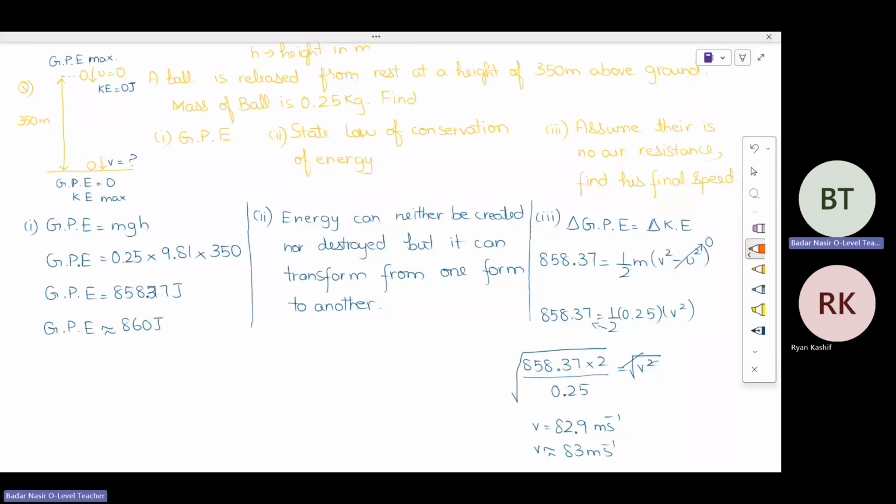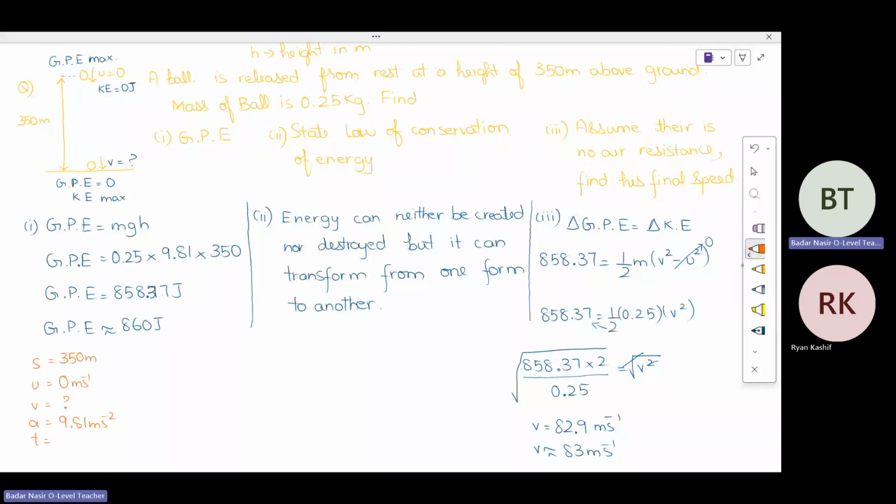Acha, tell me one more thing. Is there any other way to calculate the final speed? Look, if there is no air resistance, what will be the acceleration? If I use SUVAT, the initial velocity is 0. We don't know the final velocity. We do know the displacement, that is 350 meters. Acceleration is 9.81 meters per second squared. And we have to find V.